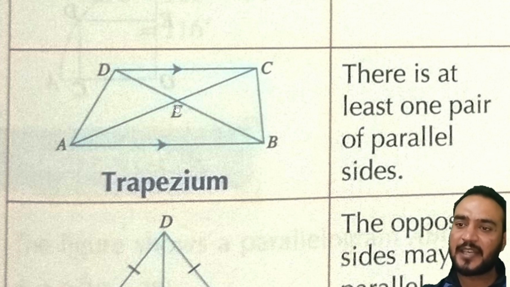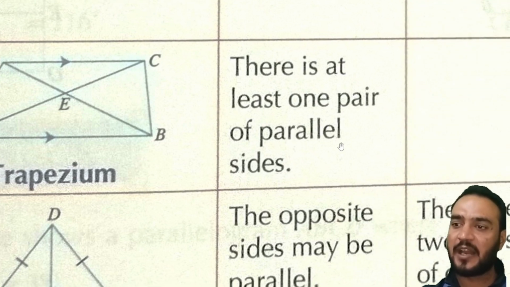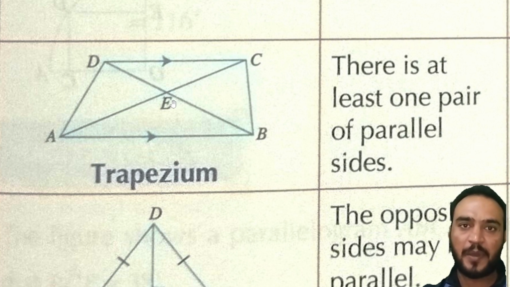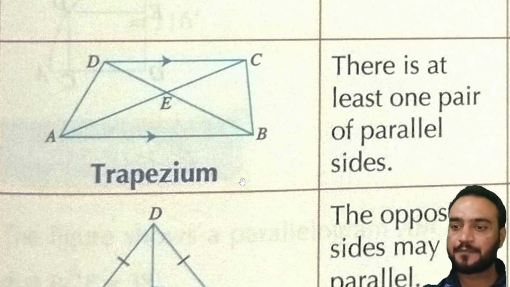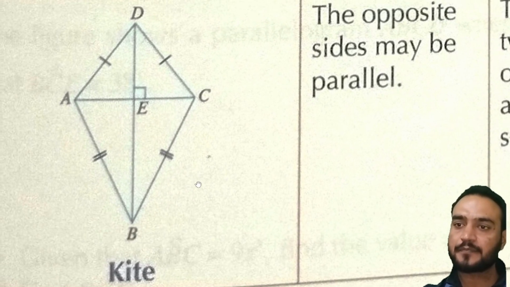With the diagonals intersecting at point E, there is at least one pair of parallel lines. There are no other such properties of a trapezium. The only property that makes it different from other quadrilaterals is that it has only one pair of parallel lines. In other quadrilaterals, there are two pairs of parallel lines, but in a trapezium there is only one pair of parallel lines.